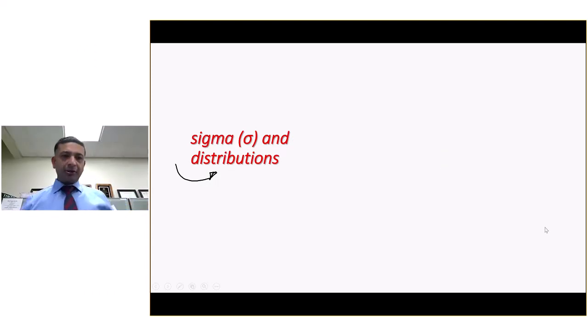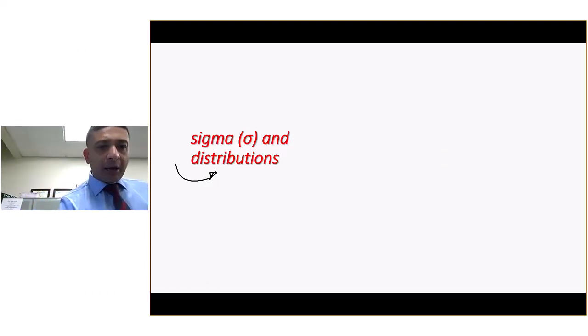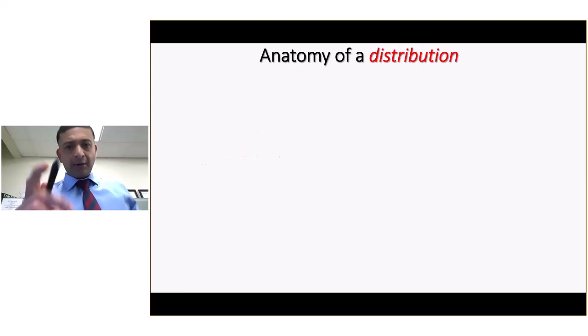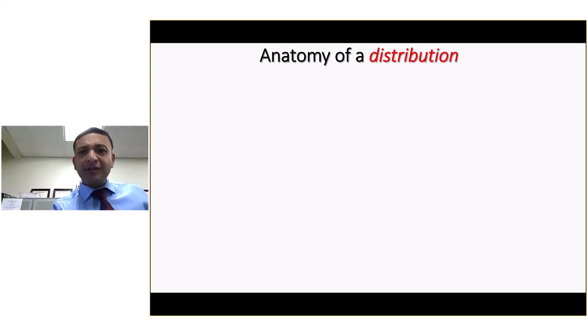So in this presentation, now that we have understood how to capture or calculate sigma, let's look into how sigma connects to the idea of distributions. Before we look into how sigma is related to a distribution, let's start understanding the bells and whistles of a distribution first. So what is a distribution?